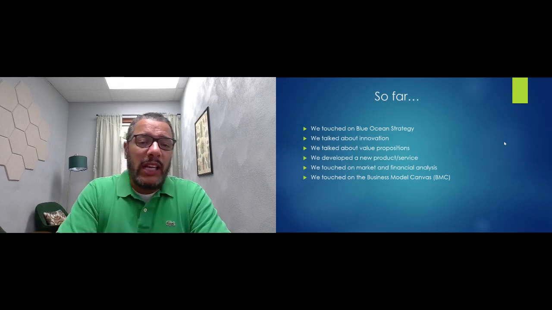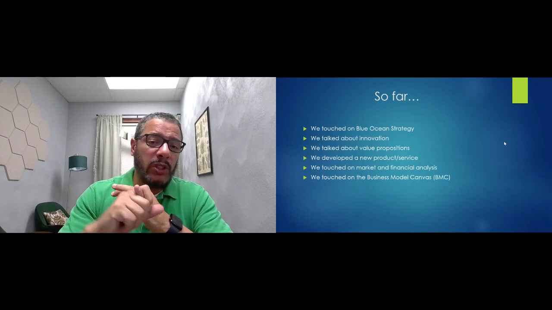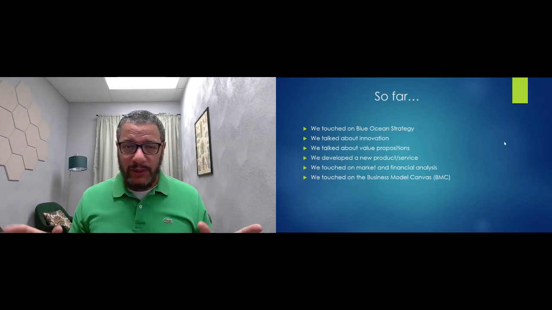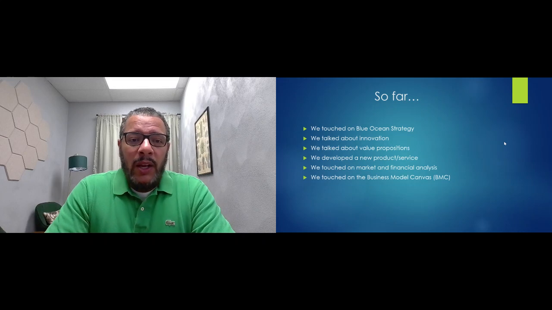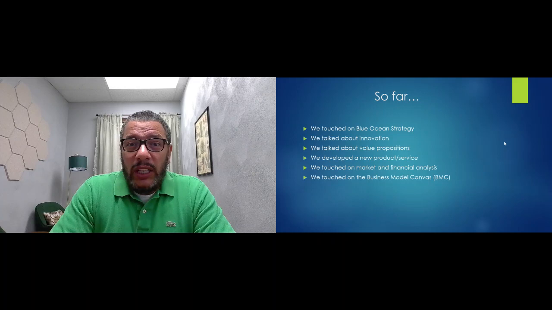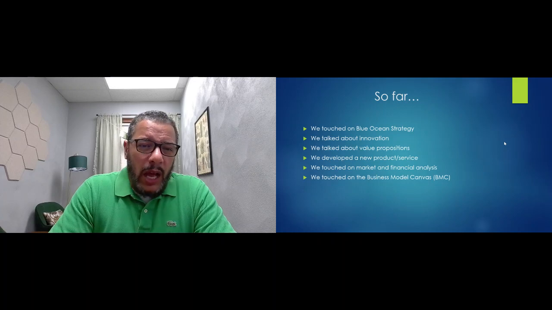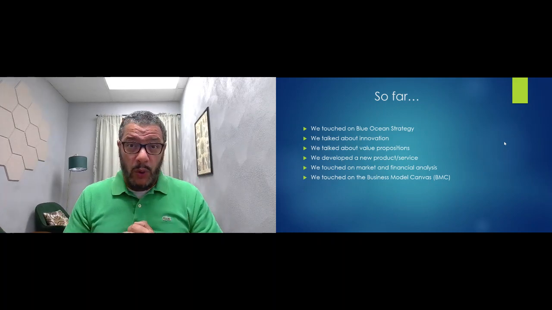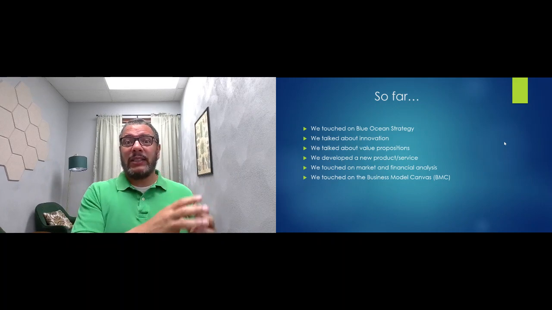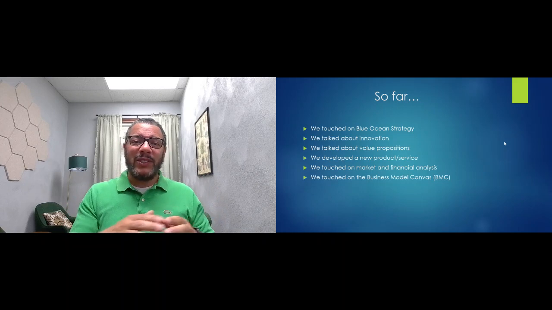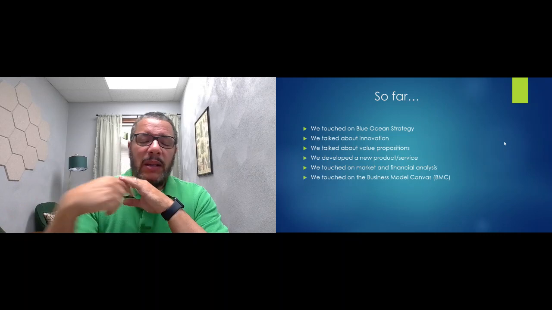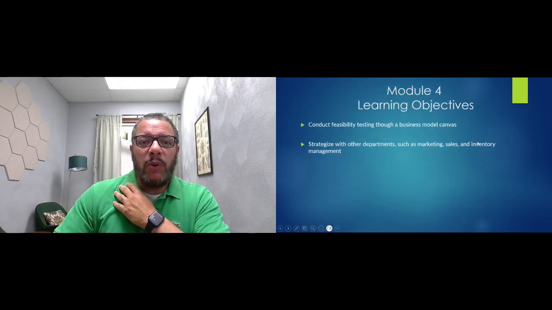So far, we've touched on the Blue Ocean strategy. We've been talking about Blue Ocean strategy and innovation, and we've talked a lot about value propositions in every module. We talked about how Blue Ocean strategy really looks at how you're delivering that value a little bit differently. You've been working on your new product or new service. We've been talking about how to determine if there's a market for your product or service, or if you can make some money from that. And we touched on the business model canvas. So we're going to continue on.